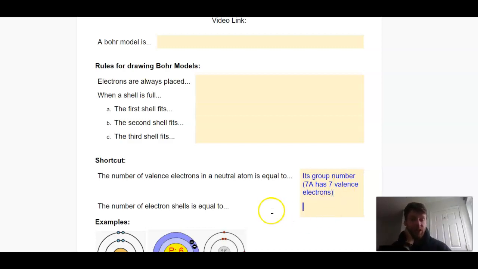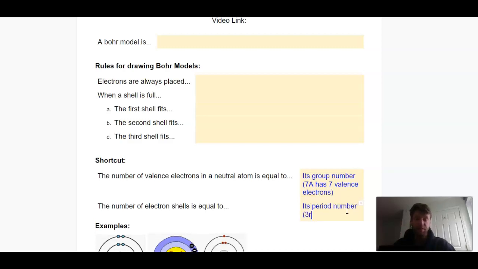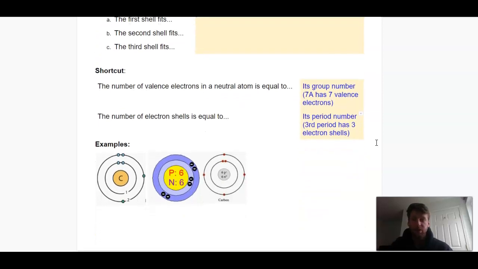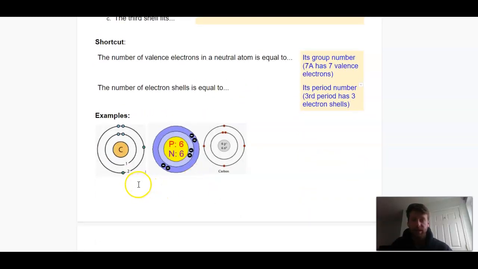The number of electron shells is equal to its period number. So something in the third period has 3 electron shells. So we can use those shortcuts also to help simplify our time. Now I do want to show you there's a lot of different examples that we could see here.